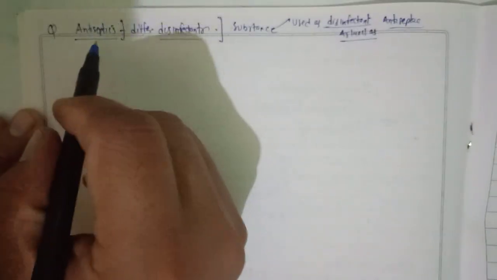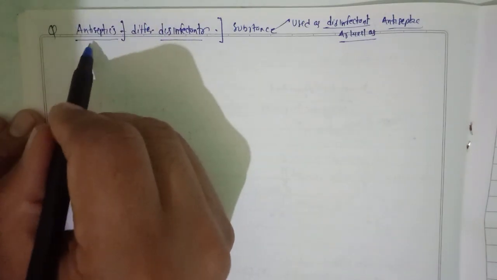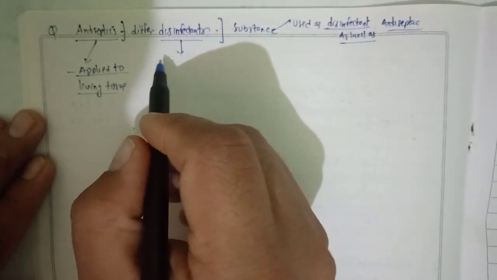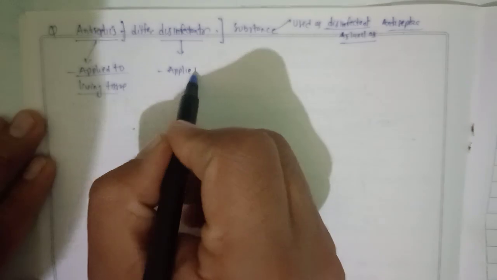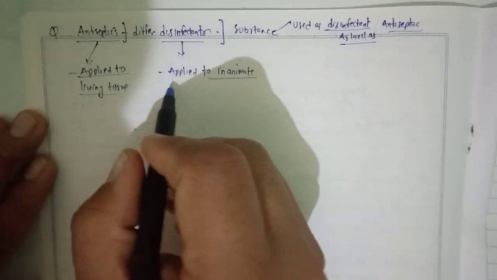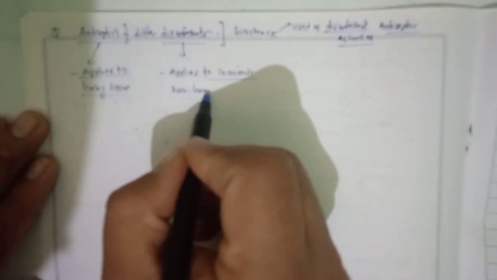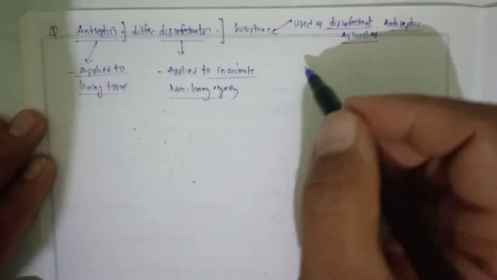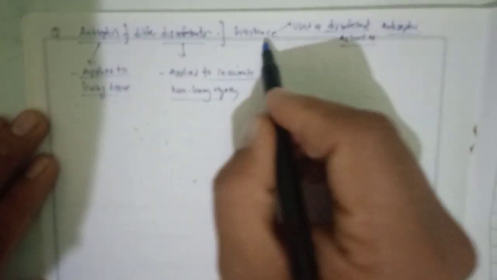So let us understand about antiseptics first. We'll say antiseptics are applied to living tissues, and in the case of disinfectants, disinfectants are applied to inanimate, non-living objects. And the substance which is used as a disinfectant as well as an antiseptic is phenol.